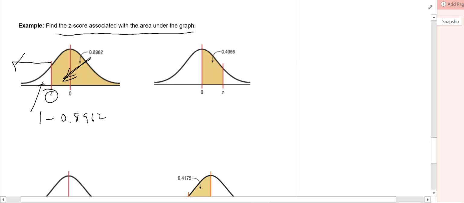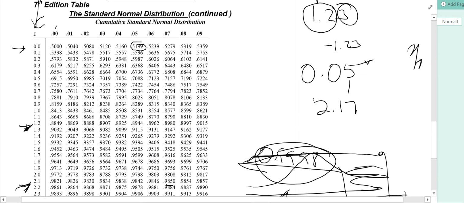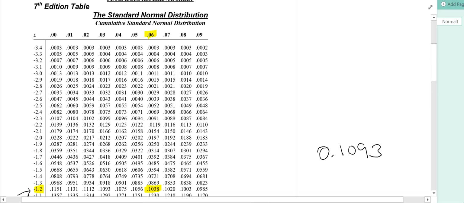0.8962, and so that area is equal to 1 minus 0.8962, 0.1038. So what I'm going to do is go to the normal table and look up the area, or the probability, 0.1038. I'm going through this table here. See, 0.1038, it's right here. So the z-score is negative 1.2 with a hundredths place position of 6.